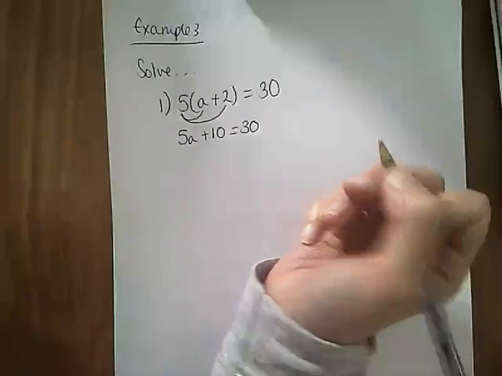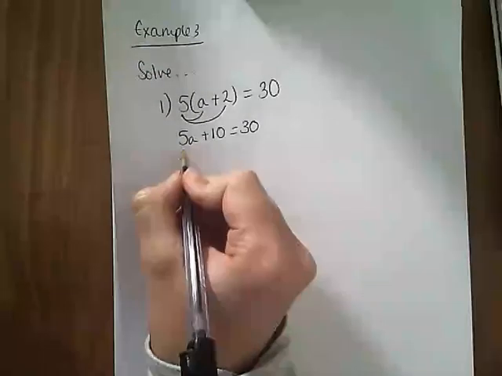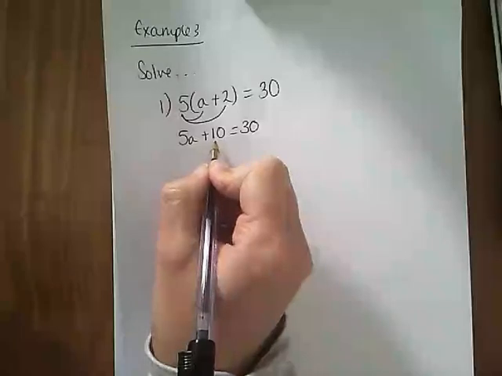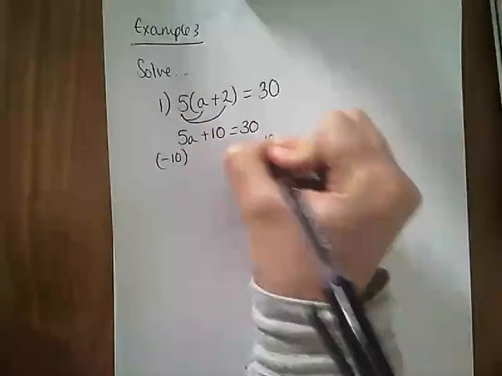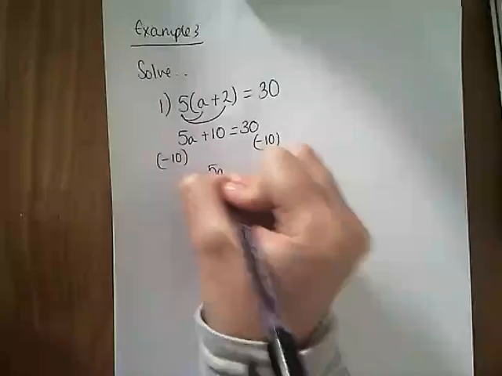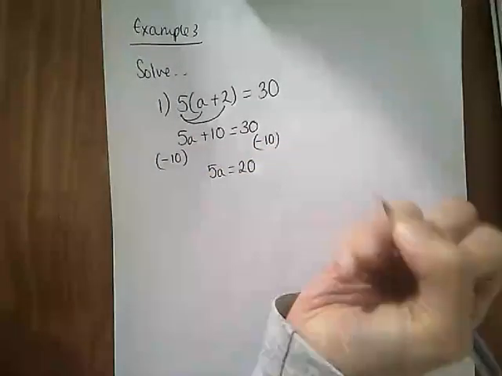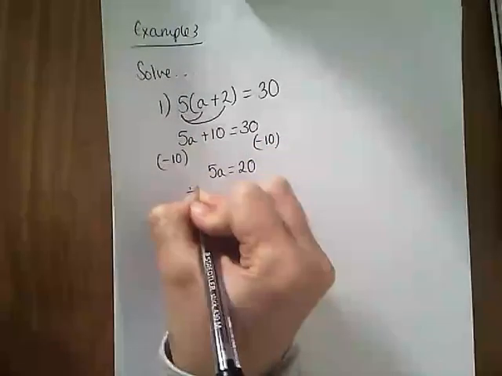We've then got to think what is happening to a. So a is being times by 5 and adding 10. So to reverse it, we're going to take away the 10. Notice I'm laying it out exactly the same every single time. And then divide by 5.